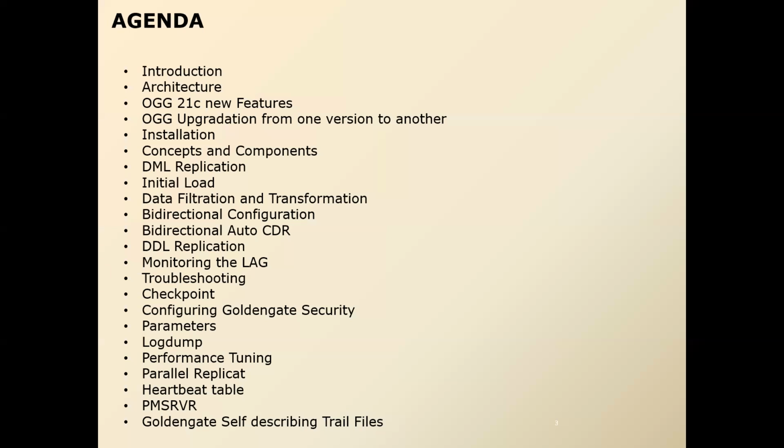Then DDL replication. Golden Gate also supports DDL replication. DDL means when you alter, modify, drop tables or columns. So how to do DDL replication? Golden Gate supports that. Then monitoring the lag. During the training, we also cover performance tuning of Golden Gate, how to troubleshoot Golden Gate issues, and Golden Gate checkpoint.